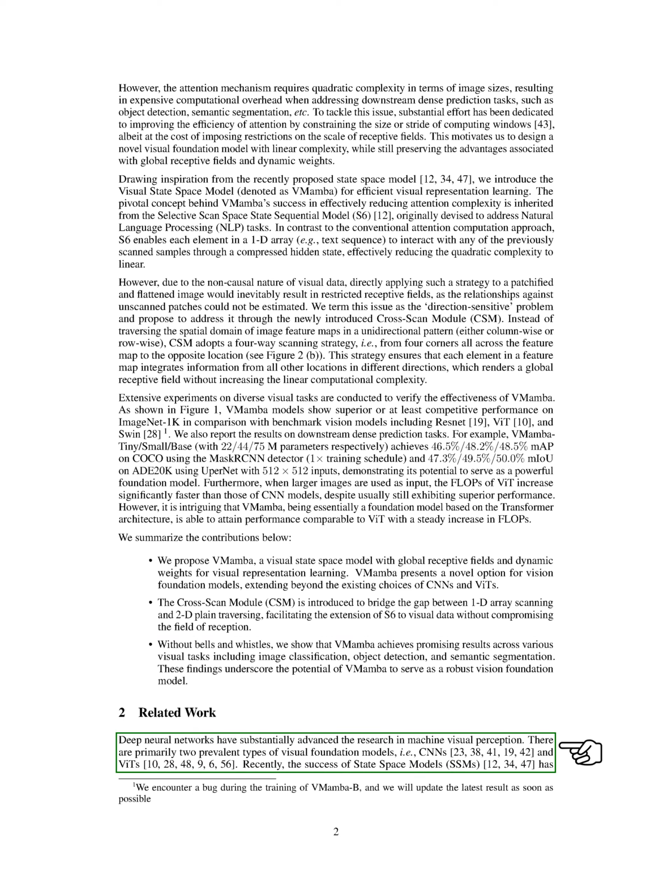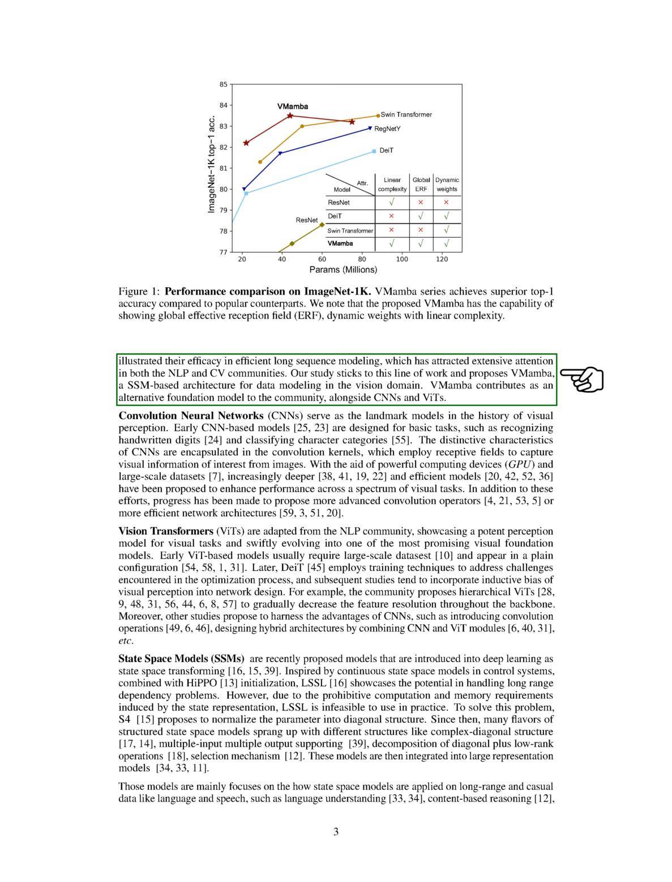Deep neural networks have significantly advanced research in machine visual perception. There are primarily two prevalent types of visual foundation models, CNNs and ViTs. Recently, the success of state space models, SSMs, has illustrated their efficacy in efficient long-sequence modeling, attracting attention in both the NLP and CV communities. Our study follows this line of work and proposes V Mamba, an SSM-based architecture for data modeling in the vision domain. V Mamba contributes as an alternative foundation model to the community, alongside CNNs and ViTs.